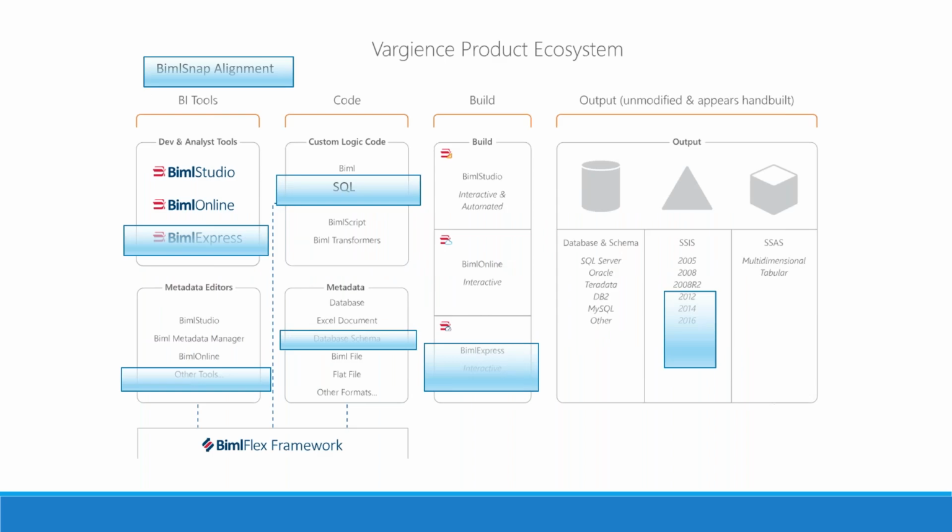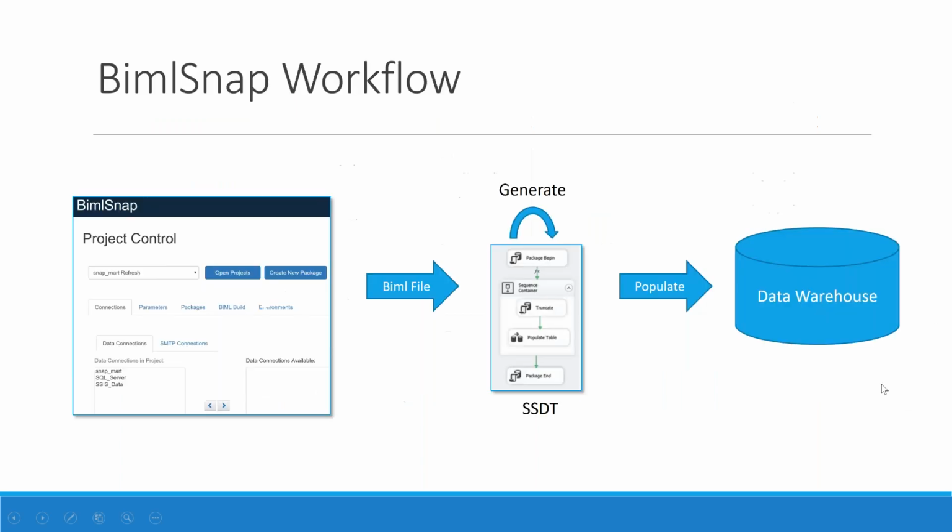Here's how Biml Snap aligns with the Varigence product ecosystem. So we do use Biml Express. We have our metadata editor, which is actually just another SQL Server database. All of our code is in SQL. And we, again, use Biml Express for the build. And the output finally would be 2012, 2014, 2016 SSIS packages. We don't do SSIS, and we don't really manage your schemas, although we do have a metadata solution that this works in conjunction with. So that's how it aligns with Varigence.